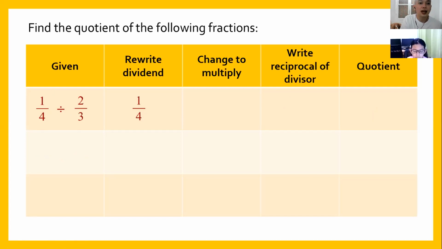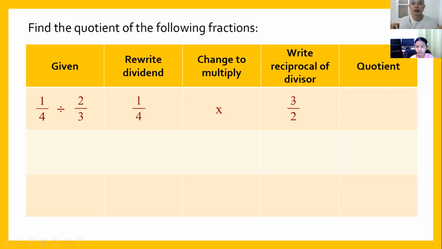You get it, Chriselle? And then what will happen to the operation? This division, change this to multiplication. Now, what will you do with the divisor, 2/3? You get the reciprocal. So switch 2/3, that will become 3/2. Reciprocal. Now, after that, don't do division, just multiply. This one to this one. Up, up, down, down.